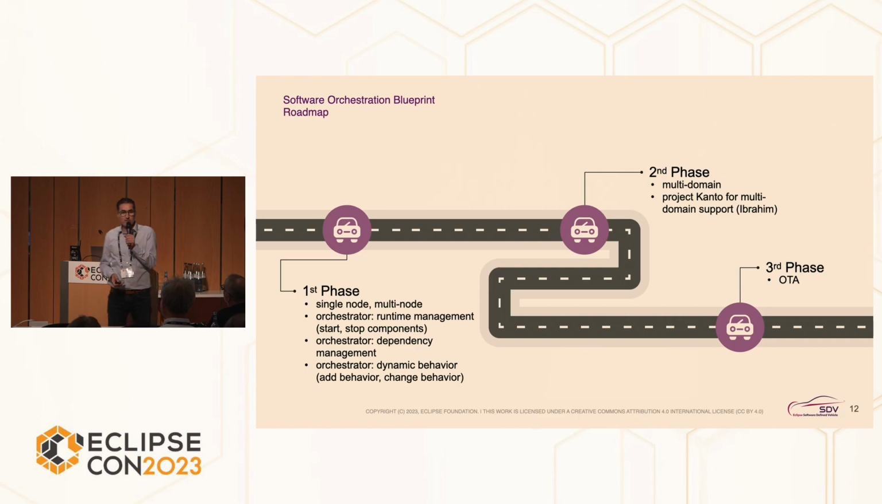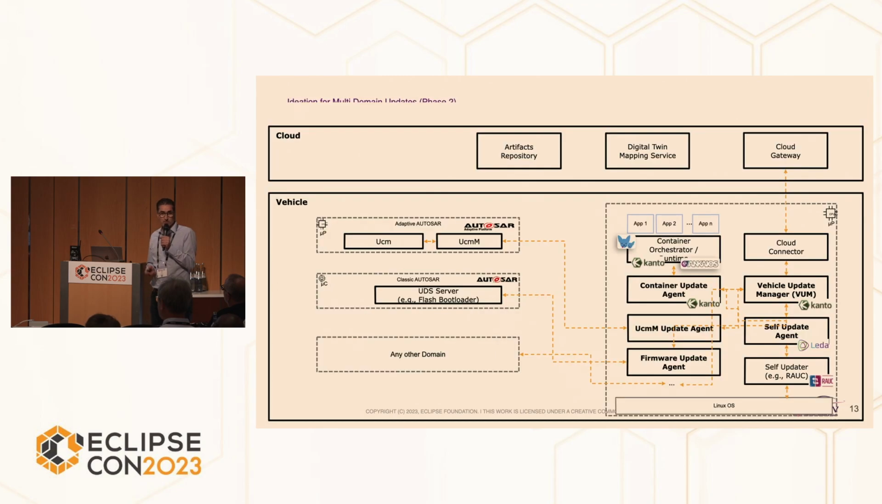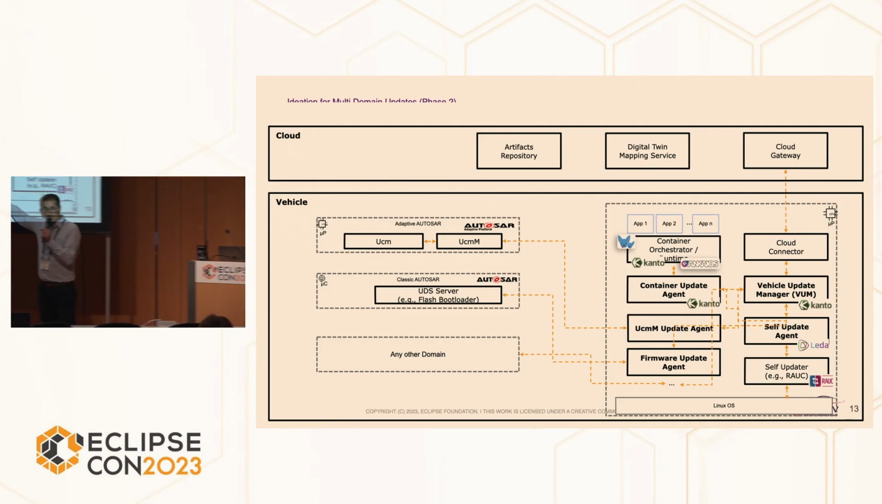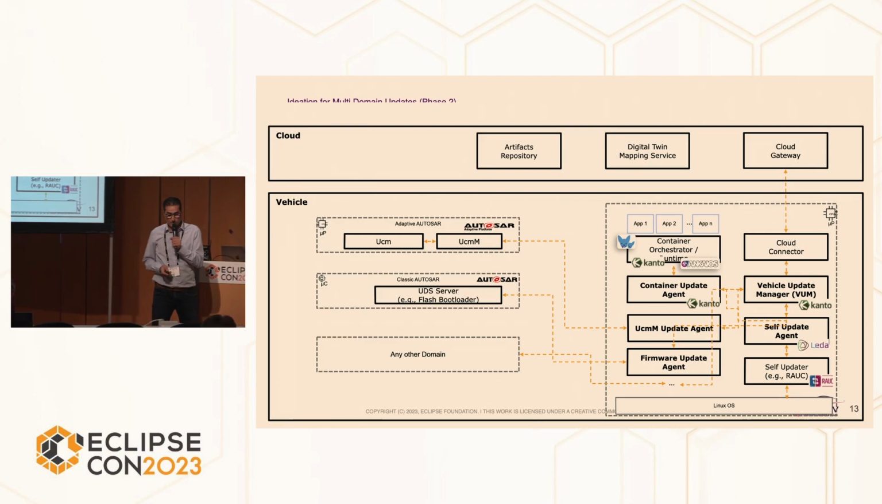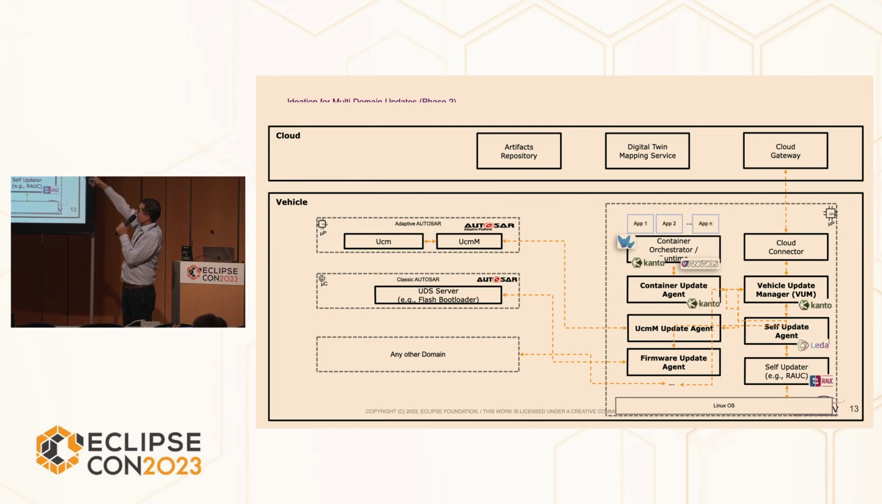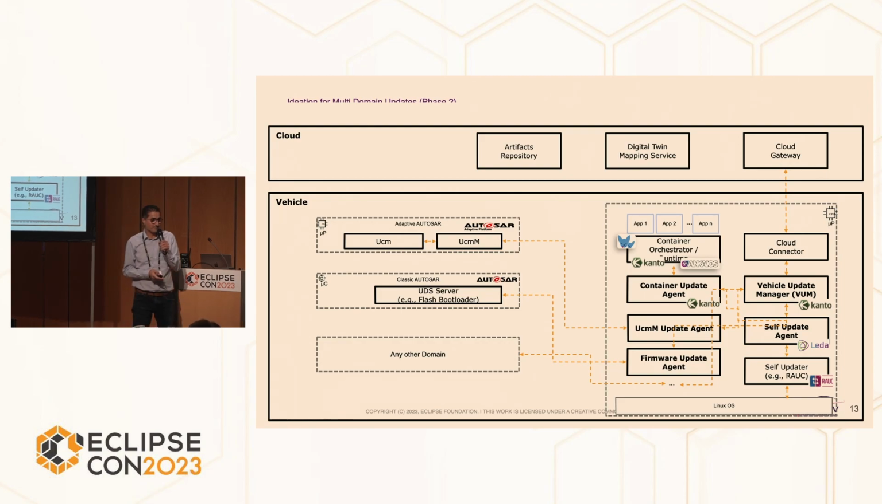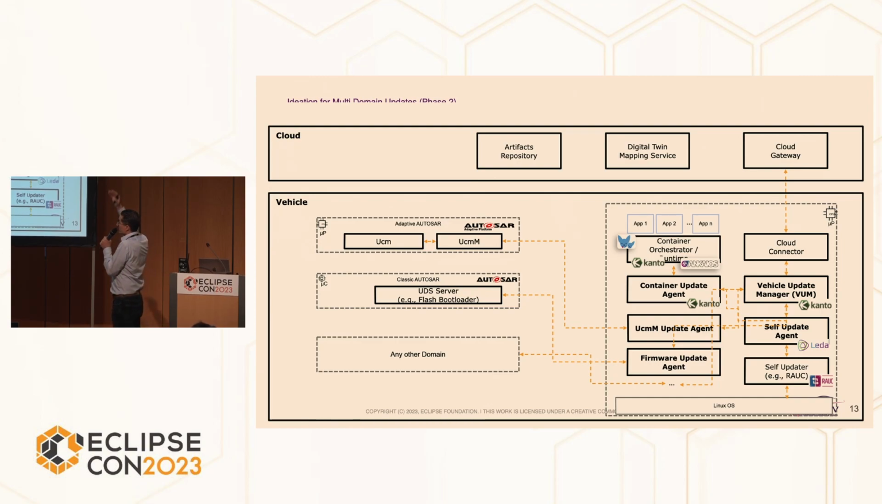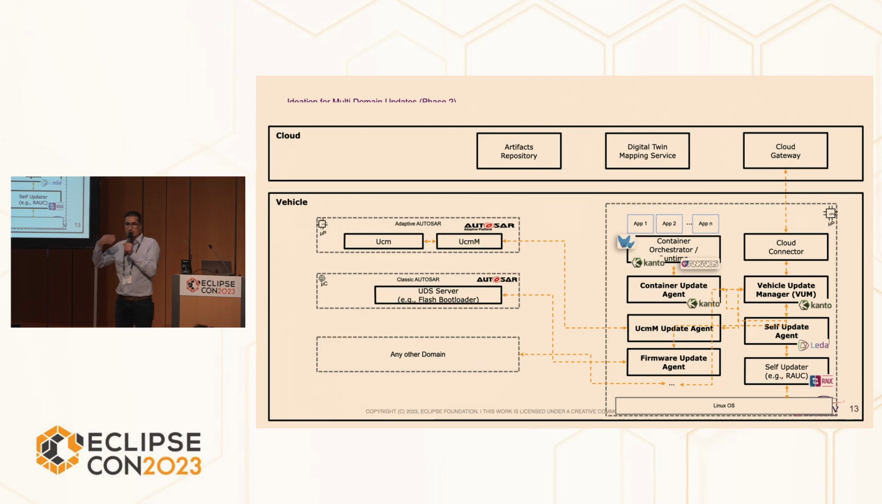And phase 3 would involve also the cloud world, to see how we can extend this blueprint towards the cloud world. If you look at this picture now, you will see different types of so-called update agents, which we have defined for the different types of domains. And in the middle, you see this so-called vehicle update manager. This is a vehicle-wide software orchestrator, which gets a desired state from the cloud. We developed this desired state approach in Eclipse Canto, and it's available there to have a kind of declarative approach for the full vehicle, not only for the container world.